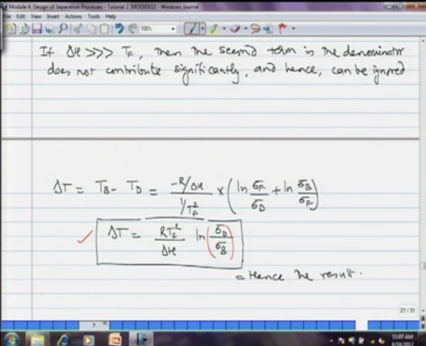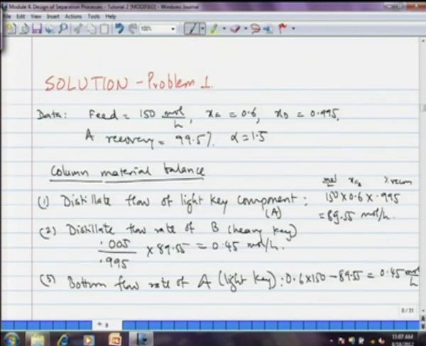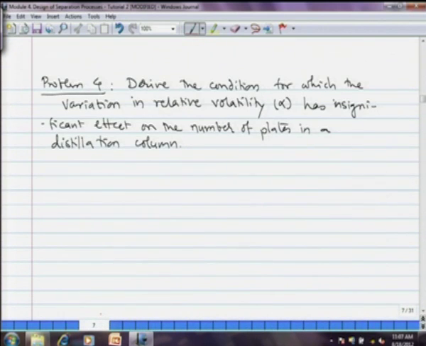Now we move ahead to the next problem, the last problem of today's session, problem 4. This problem is also a theoretical problem. Derive the condition for which variation in the relative volatility alpha has insignificant effect on the number of plates in a distillation column. Whenever we do calculations like McCabe-Thiele or the FUG method, we assume alpha, the relative volatility between components, to be constant. This is a major assumption.